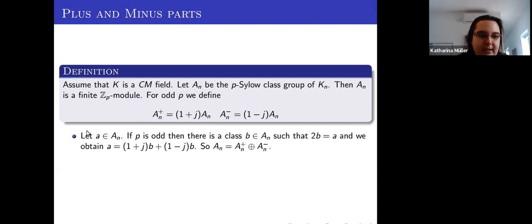And the nice thing for odd p is, if I take a class a in A_n and p is odd, then this element a has odd order. So I can find a b in A_n such that 2b is equal to a. And I obtain a decomposition: a is equal to (1 plus j) times b plus (1 minus j) times b.